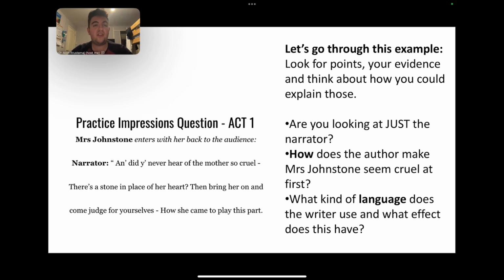So you want to think about, again, what does the author use? What sort of language, what sort of techniques does he use to make Mrs. Johnston seem to us as a cruel character? And even if you're not studying Blood Brothers, this is a great exercise to be getting into, as a practice paper, for example. And then again, the last point, as I mentioned earlier, the language that's being used. The author isn't using, oh, Mrs. Johnston is bad. He's saying all sorts of different things. He's saying that she's got a stone in place of her heart. He's saying that she's a mother that's so cruel. So that is what we want to be thinking about. So I'm going to switch it around now and we're going to go through it together.